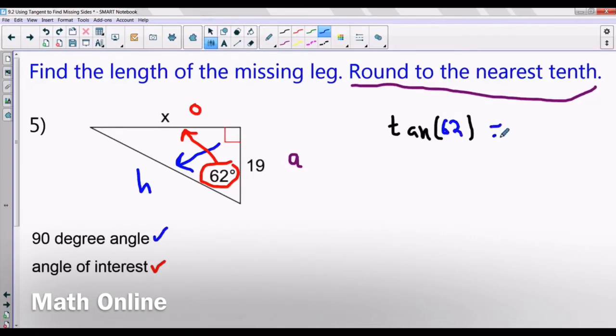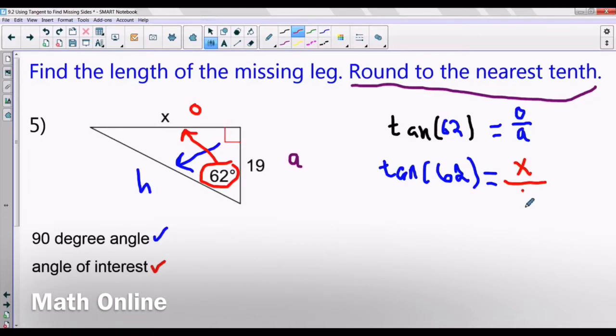So tangent is equal to opposite over adjacent, right? So now let's substitute those values. Tangent of 62 degrees is equal to, what's the value of the opposite side, guys? Oh, we don't know. It's just an x. That's what we want to find out. Over a. What is the value of a? Oh, 19. Okay, good.